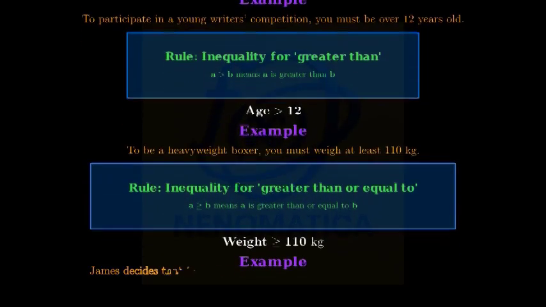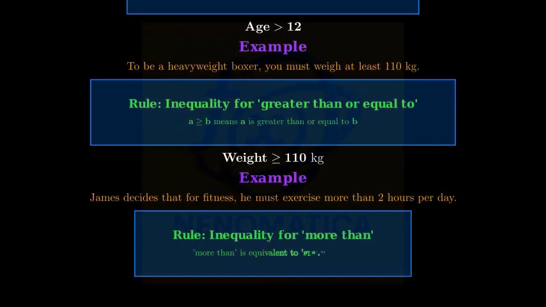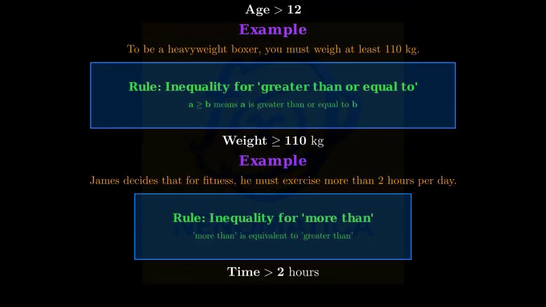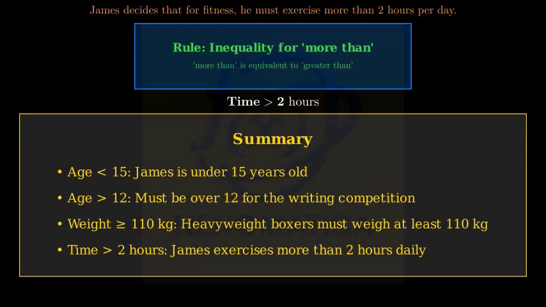Our final example is about exercise time. James decides that for fitness, he must exercise more than 2 hours per day. Here, James wants to exercise for more than 2 hours daily. If we use time to represent his exercise duration, we can write this as time is greater than 2 hours. Let's summarize what we've learned about writing inequalities from word problems.